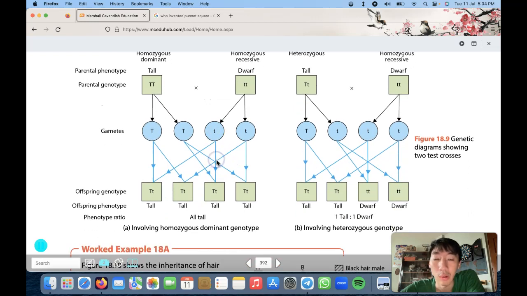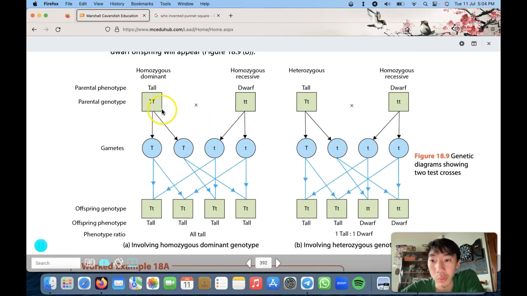So how do we do a test cross? We start by writing down the parents' genotypes in a box, in a square. In this case, I have the parent genotype, tall and dwarf. These are homozygous dominant and homozygous recessive. Then I split up the gametes, and then I cross them together to get the offspring, all 4 tall. So these are all heterozygous.